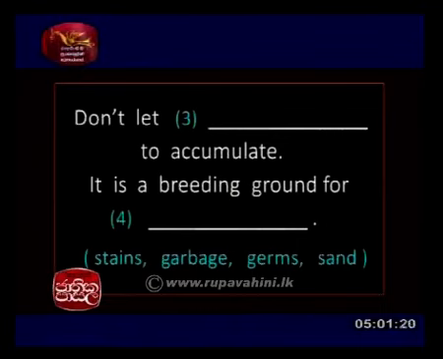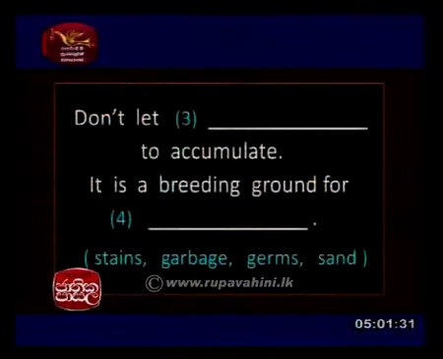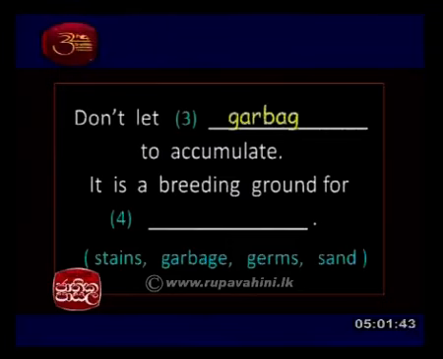Mosquito breeding places? A place where something can begin, right? So, what are the words given there? Stains, garbage, germs, sand. Right. Can you give me the answers as well? Garbage. Don't let garbage accumulate. You know that when garbage is collected, it will lead to the production of germs. It is a breeding ground for germs.